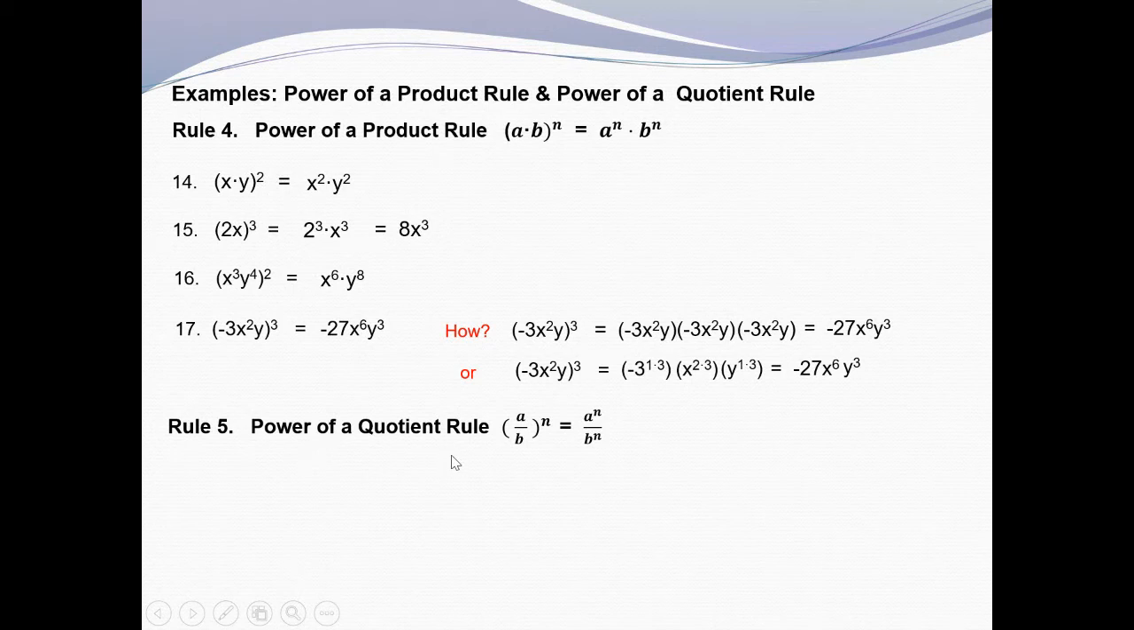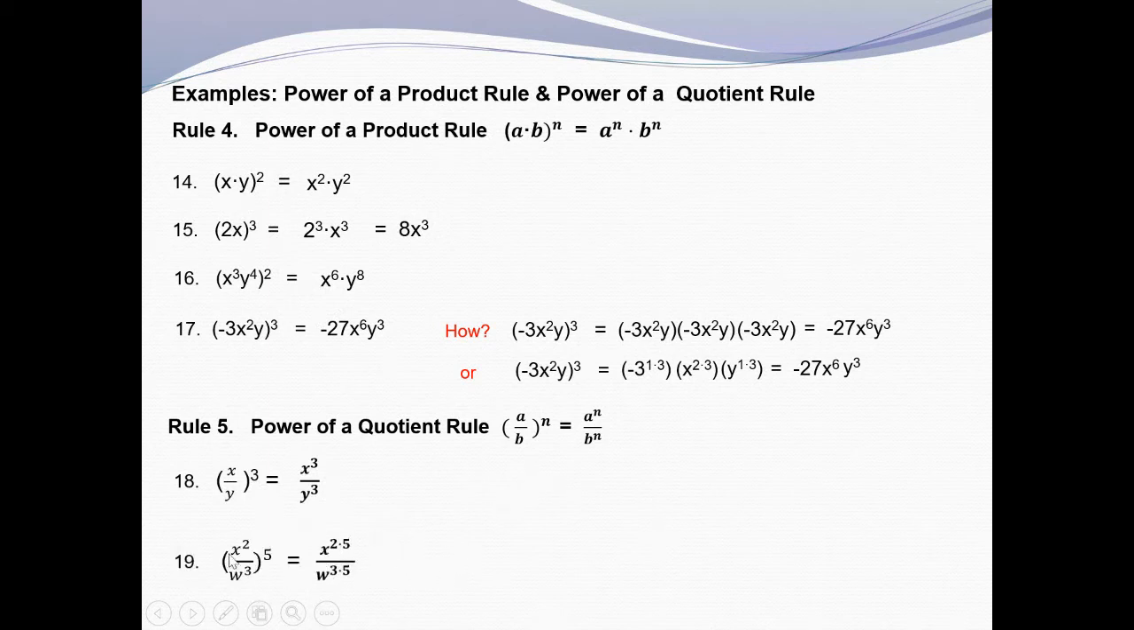Now comes the power of a quotient rule. Again, this is similar to rule number 4, right? But now instead of the product, it's going to be the quotient. Example, (x divided by y) to the third power is going to give us x cubed over y cubed by applying the rule.